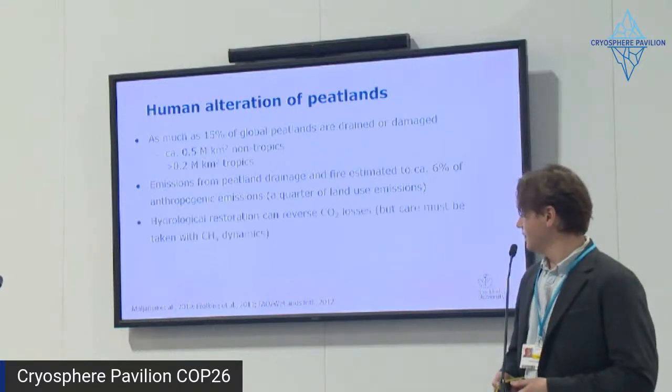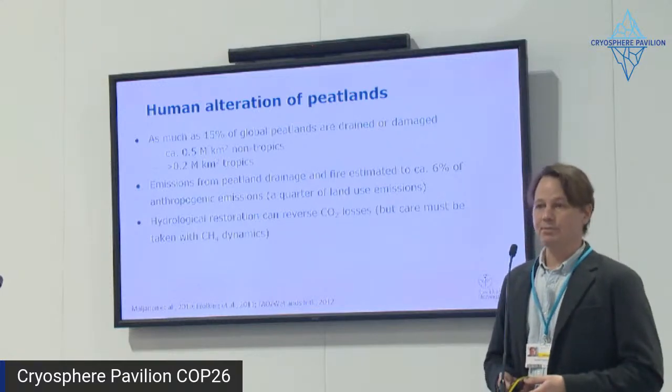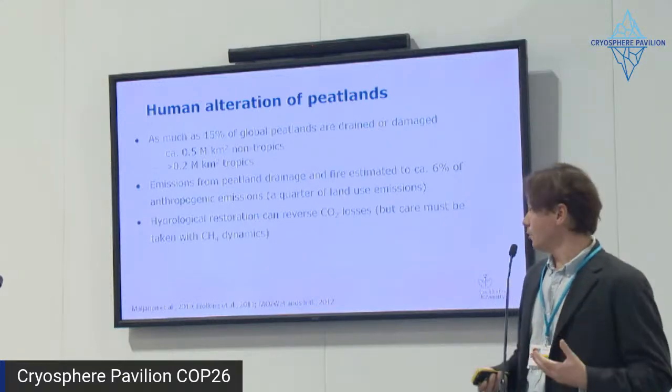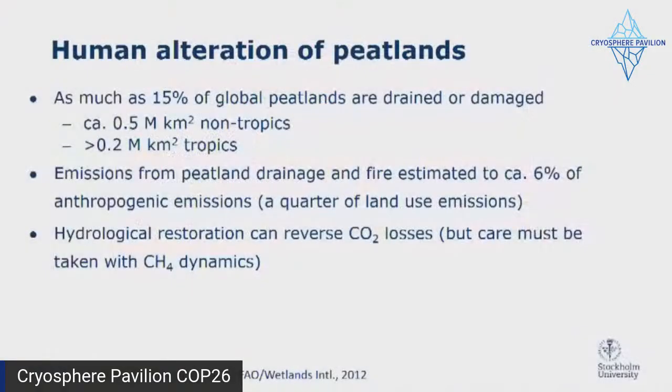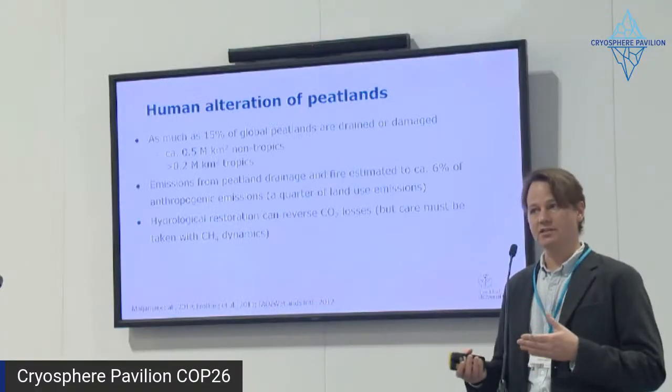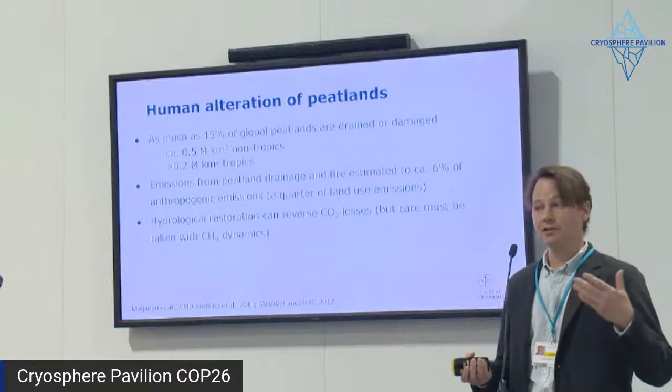And there's also very ample evidence that successful hydrological restoration, which means that the drained peatland, which needs to be wet to function properly, you restore the hydrology by plugging a ditch or whatever you do, you get the water back in there, and you have a wet peatland again. There's multiple evidence that it will reverse CO2 losses, and you need to be careful when you do a restoration project to also consider the methane dynamics, because you can have a situation where a restored peatland actually emits a lot of methane.